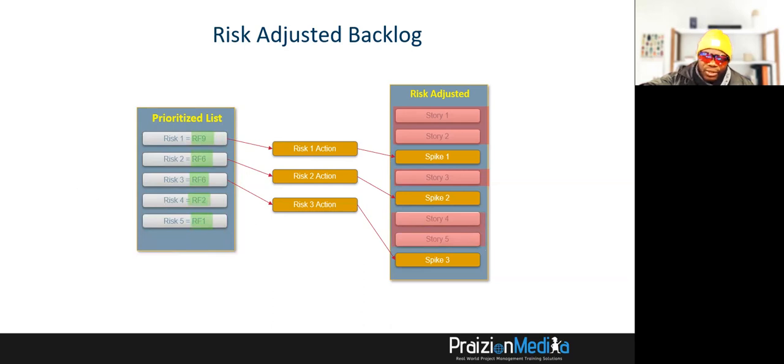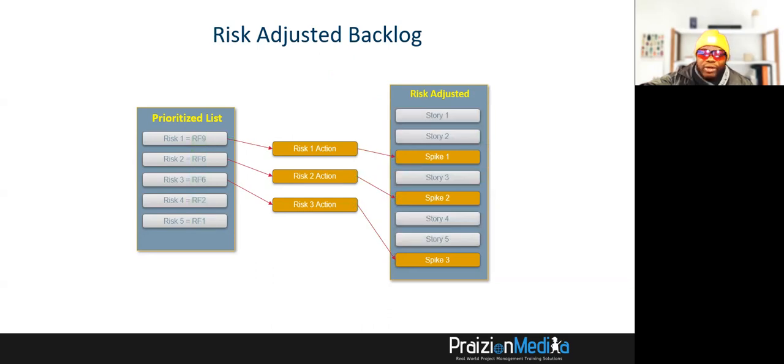So based on what you know about these risks, and based on what you know about your backlog, these risks need certain treatments, actions. In the world of Agile, we refer to these as spikes. You need to insert spikes to deal with these risks at different points in the backlog. And that is one of the ways that we can deal with risk in the world of Agile, the concept of the risk adjusted backlog.